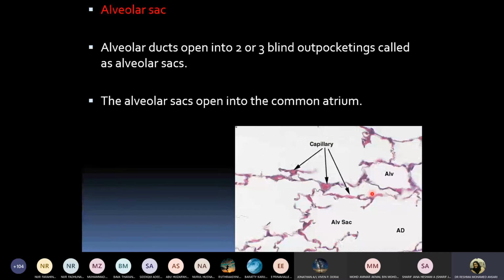These alveolar sacs will open into a common atrium. For example, in the figure you can see ALV, that is one alveolus, just closed on itself. But ALV SAC means many alveoli are opening into one sac. Do you understand the difference? If they open together, we call them an alveolar sac. If just one alveolus is closed on itself, we just call it an alveolus. Can you see the difference?